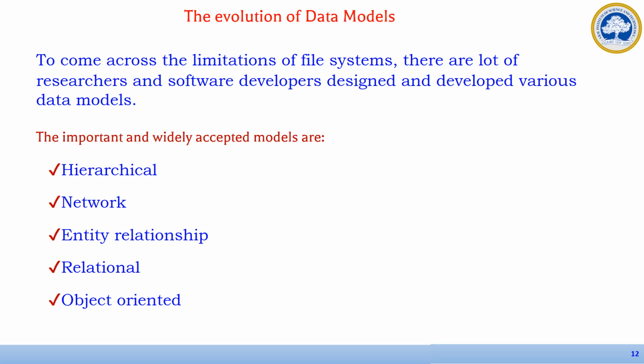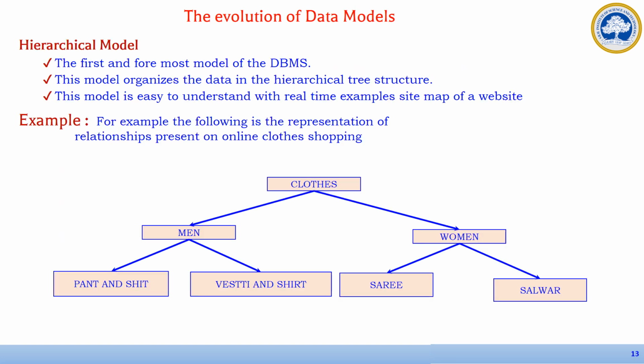logical schemas. So we have different models: hierarchical, network, entity relationship, relational, and object oriented. For the evolution of data models, the first one is the hierarchical model, the first and foremost model of DBMS. This model organizes the data in a hierarchical tree structure. It is easy to understand with a real-time example, the site map of a website.